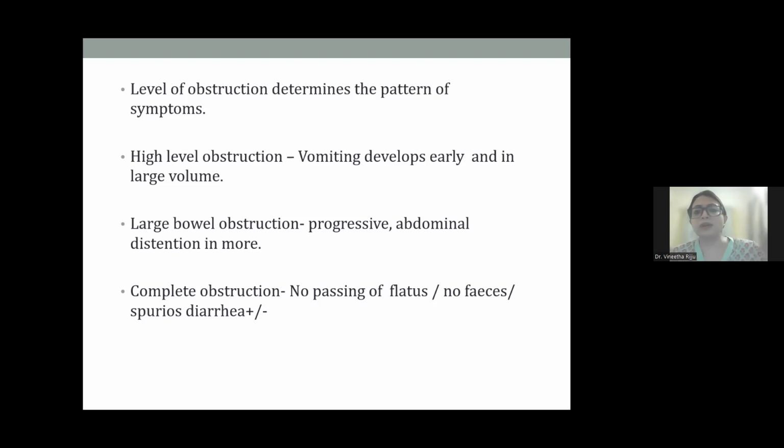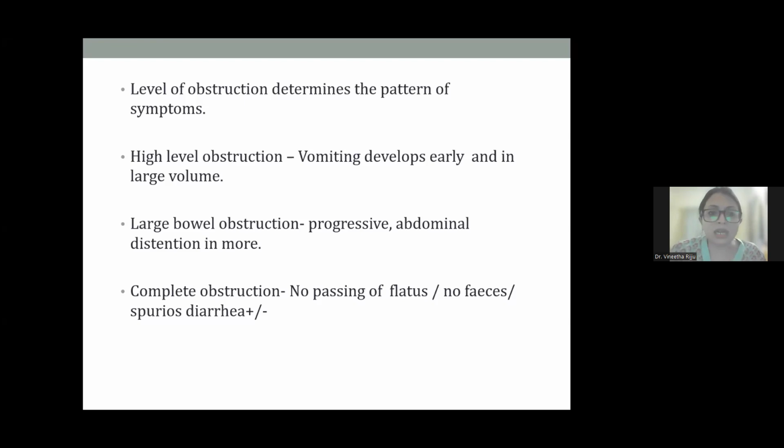If it is a large bowel obstruction, it is more progressive, and the bowel distension is generally more than in the high level obstruction. And if it is a complete obstruction, there is no passage of flatus or feces. So if it is a large volume vomiting, and the vomiting is the most prominent feature, you're probably looking at a high level obstruction. If it is a more progressive kind of obstruction and the abdominal distension is more, it will most probably be a large bowel obstruction.